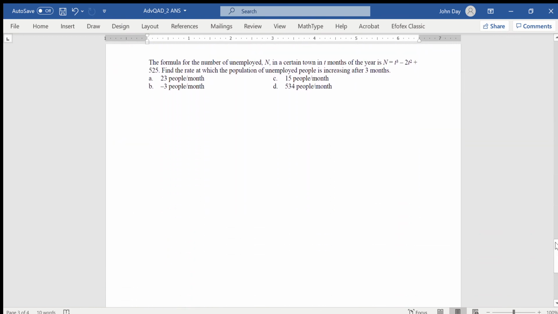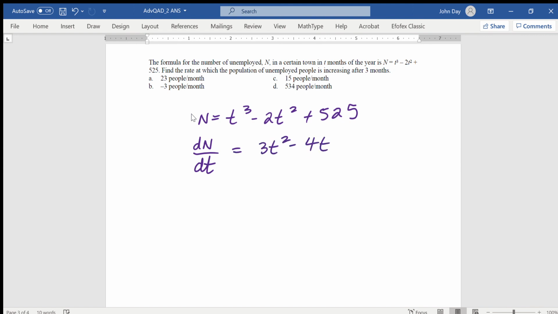The formula for the number of unemployed in a certain town in t months of the year is n equals t cubed minus 2t squared plus 525. Find the rate at which the population of unemployed people is increasing after 3 months. Well, the rate of change in this course, we know that's differentiation. So the rate at which it's changing is 3t squared minus 4t.